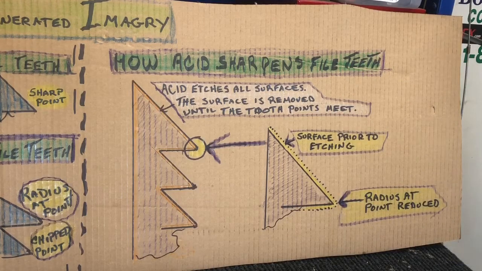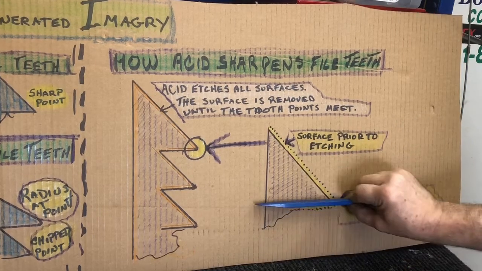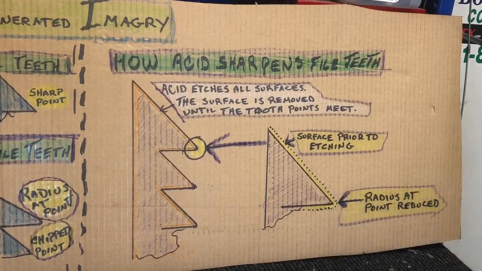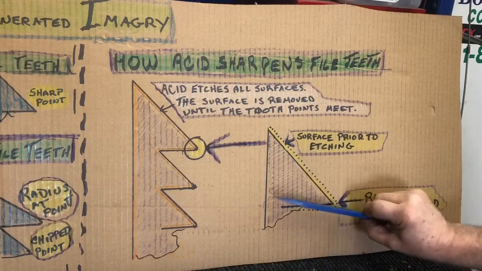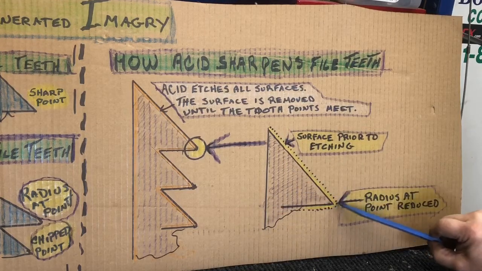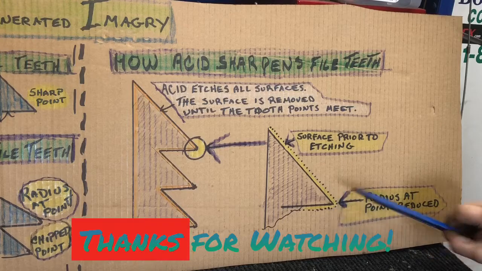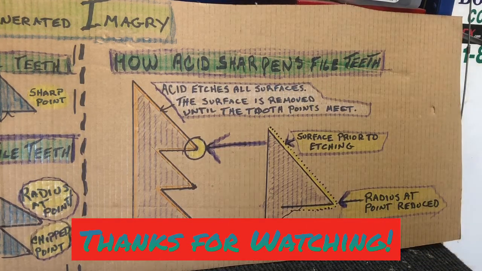The equal erosion of the surfaces in a fairly controlled fashion makes these two parallel surfaces eventually meet at a point. Well, they're not parallel, you know what I mean. It's the corner of a triangle, actually. And as it shrinks, it can't sustain a radius out here because it's being etched away. Anyway, that's the idea.